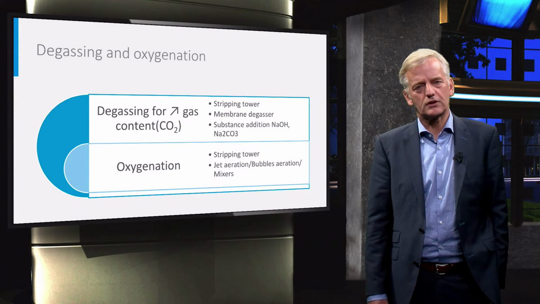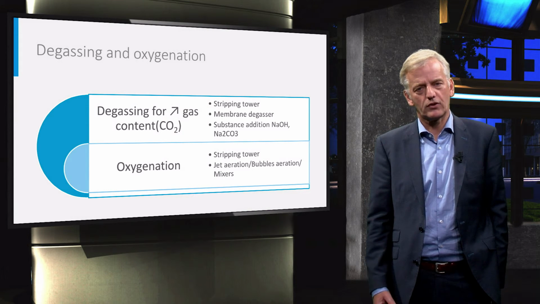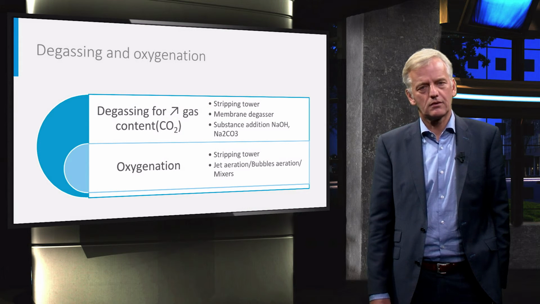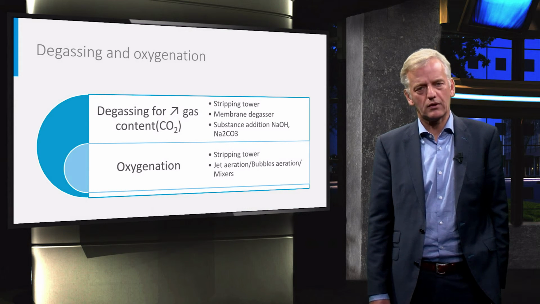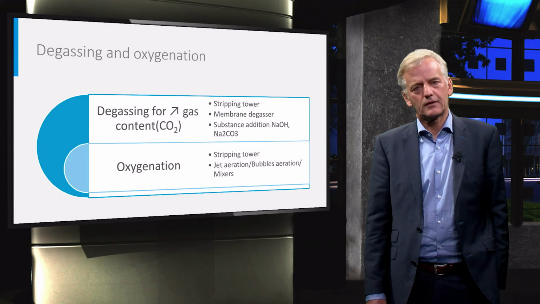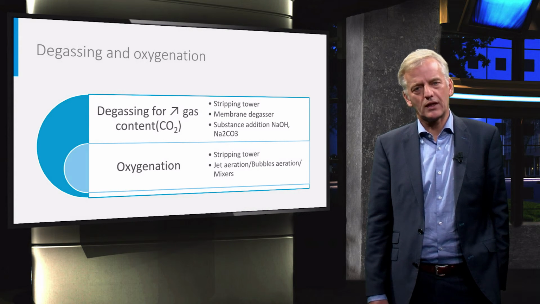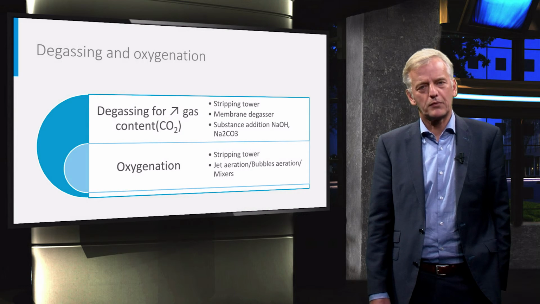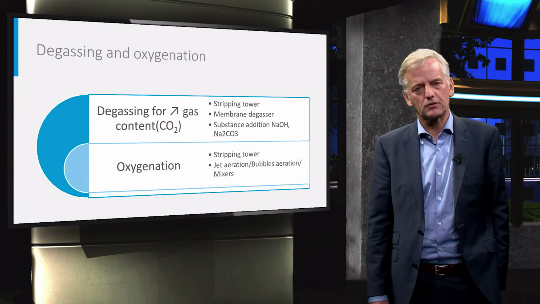Oxygenation of water is necessary in order to comply with the drinking water guidelines. Different methods are available, like jet aeration, bubble aeration or mixers. However, the oxygenation and degassing can be done together in the stripping tower, making this a very efficient solution.